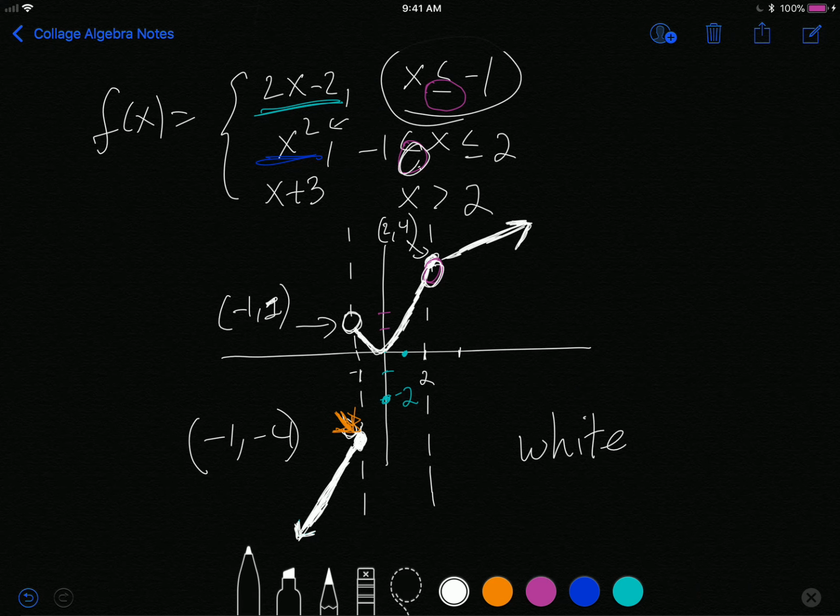So that means my last graph is slightly below the, let's see if I can fix that then. The parabola should look like this. Closed circle right here. 2, comma, 4. And the point for this one right here should be 2, comma, 5. There we go. And that's our piecewise function.